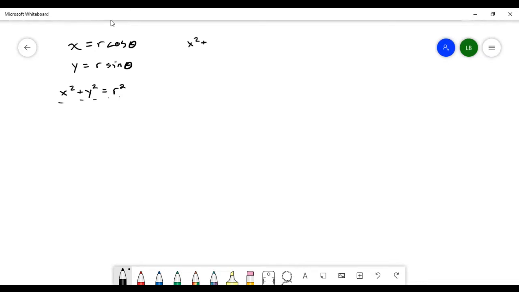If we did x squared plus y squared using the first two, it would be r squared cosine squared theta plus r squared sine squared theta. That's r squared times cosine squared theta plus sine squared theta, which is of course just r squared. But yes, these are the three main equations you'll want to use to convert between rectangular and polar.